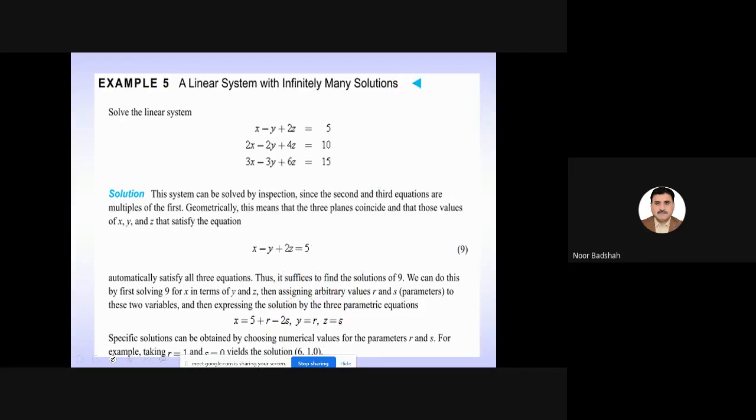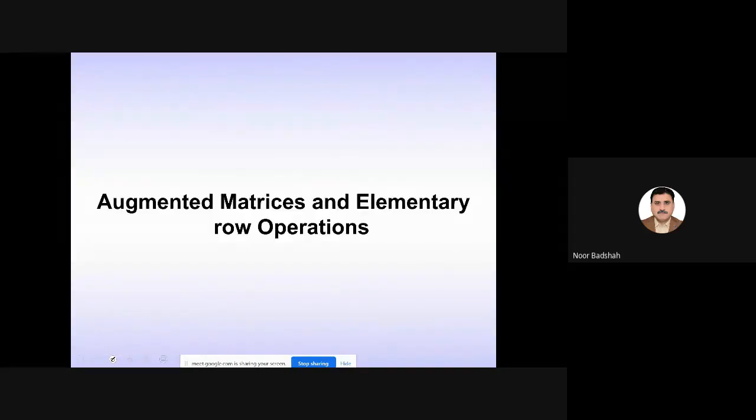You may take r equal to 0, s equal to 1. You may take r equal to 0, s equal to 0 as well, and then find the corresponding value of x. That will give you a solution. Any value of r and t will give you a solution of this system of equations. And obviously we are having infinitely many values of r and t, therefore the system will be having infinitely many solutions. Right, I had a discussion about all these things, so I'm just going through it quickly.